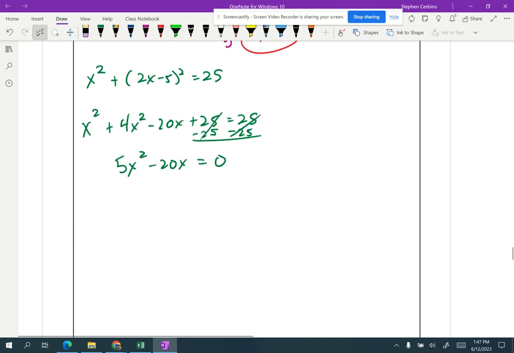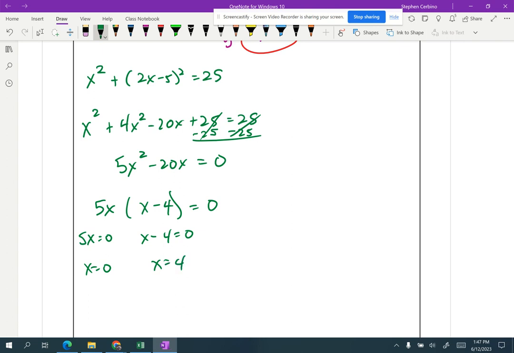Well, that's factorable using our good friend GCF. And then I can set each of these equal to 0, and I get x equals 0 and x equals 4. Now, if you did all that beautiful math, great, but you're not done because we want a system, so we want the x and the y values.